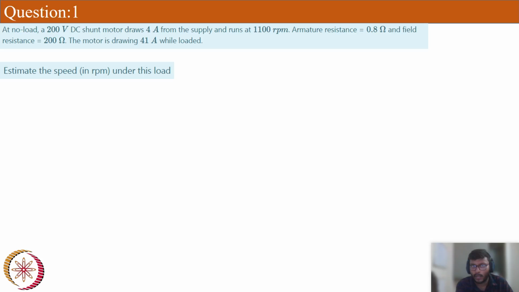Now, in the question here, we are given a 200 volts DC shunt motor at no load, so there is no load connected. At no load, what are the losses the motor has to supply? We just discussed: they are rotational losses. So a 200 volts DC machine is there. I'm noting down the data. V equals 200 volts. It draws 4 amperes from the supply.